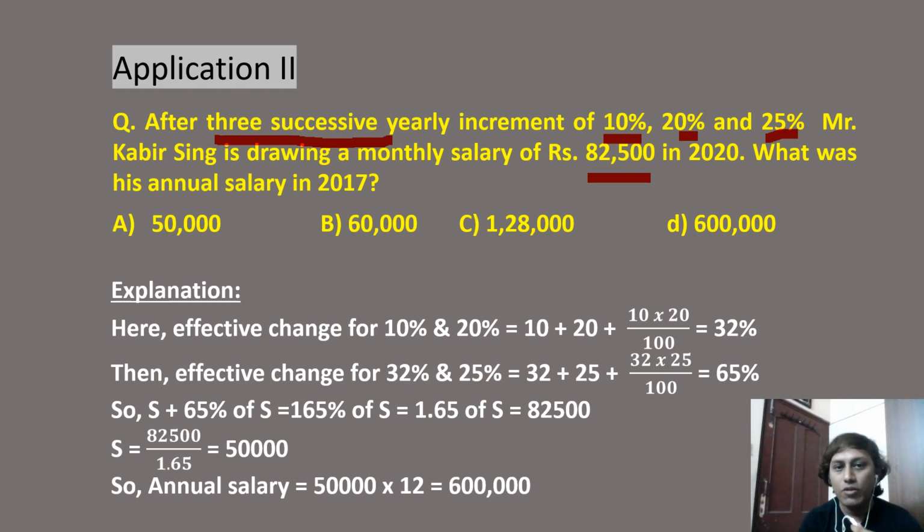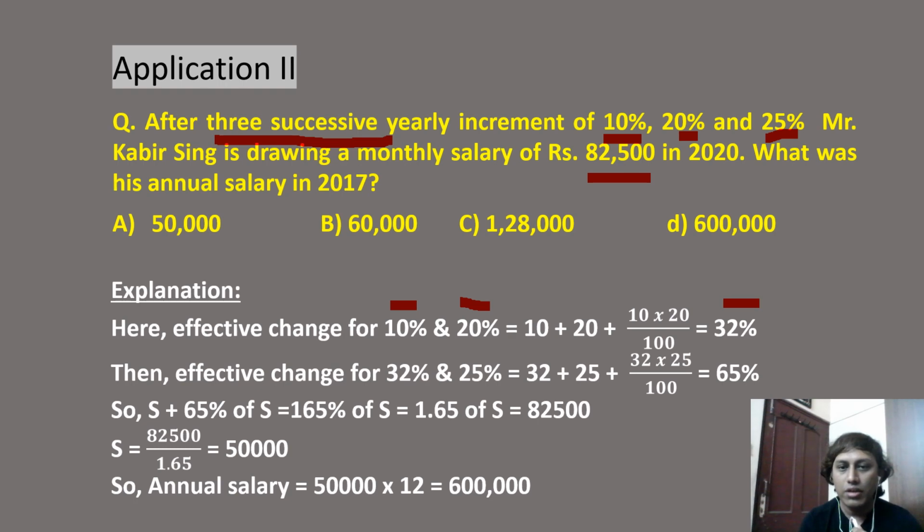So guys, over here it is 3 successive changes. So we'll understand how to calculate this using our method. We'll take 2 at a time. So first take 20% and 10%. What is the effective change? So 10 plus 20 plus 10 into 20 by 100 is 32%. That is, the effective change of 10% and 20% for 1 year is 32%.